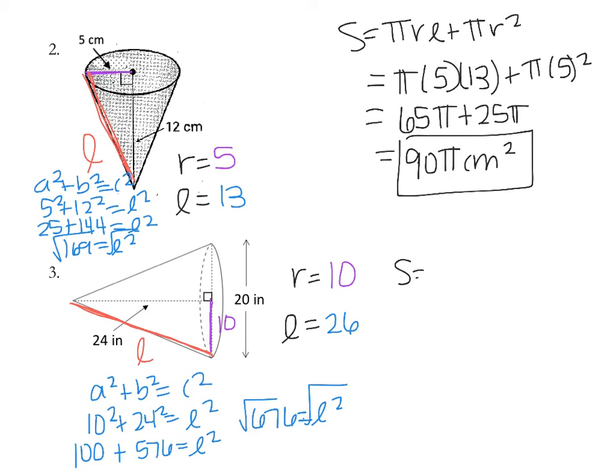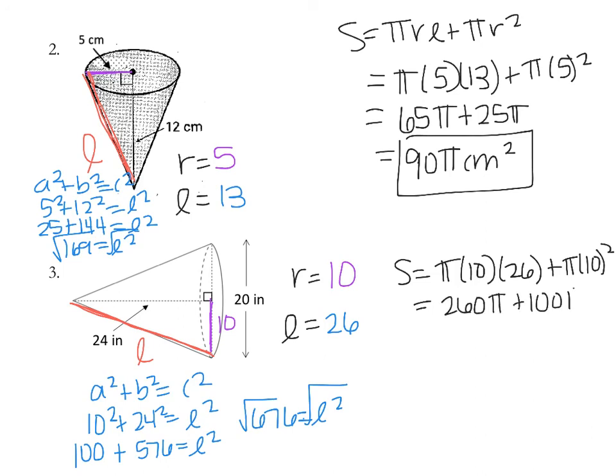And now we just have to plug those correct numbers into the formula. So the radius is 10 and the slant height, L, was the 26 that we just found. And then that's plus pi times 10 squared. So we get 260 pi plus 100 pi, which is 360 pi. And then let's put those units on there, inches squared, since we're finding area.